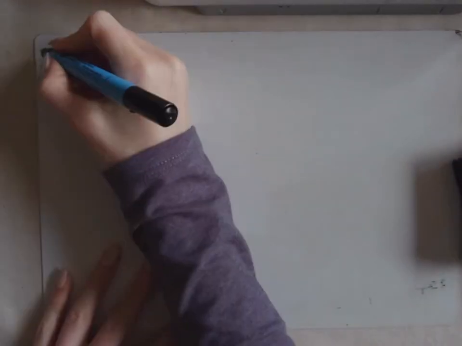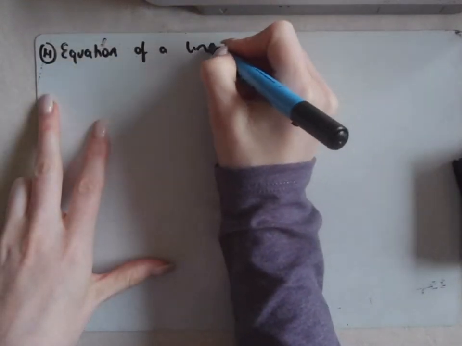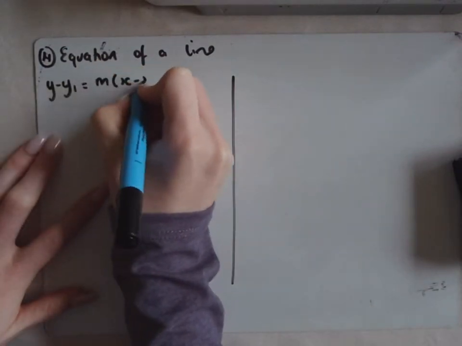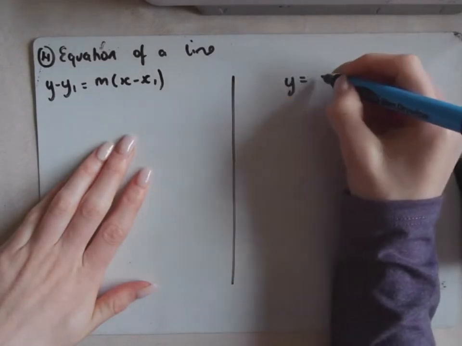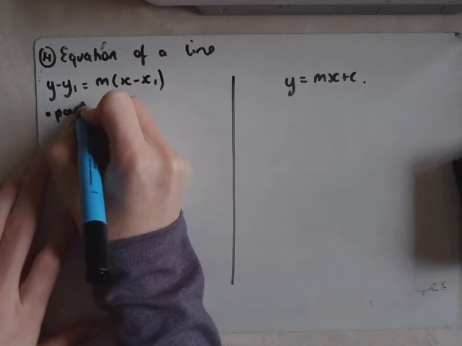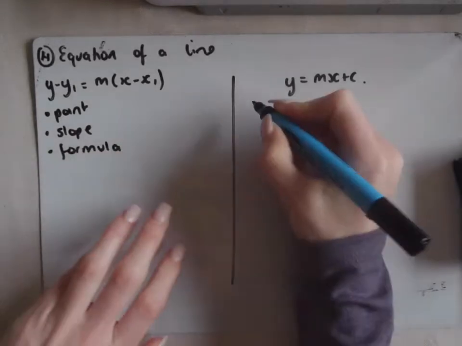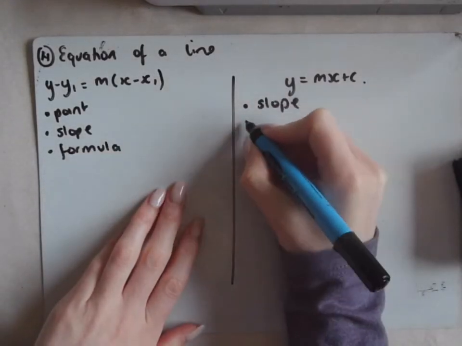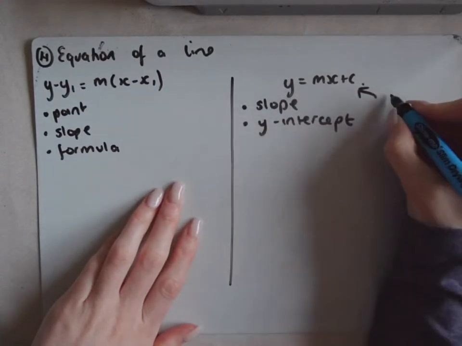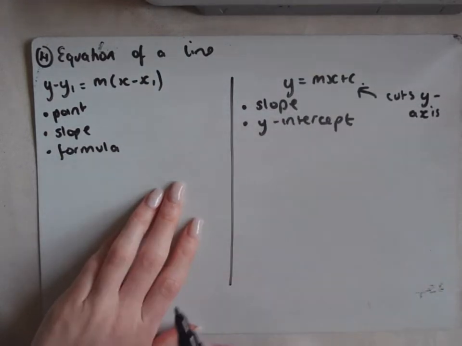The fourth thing we have is equation of a line. And we have two different equations. So y minus y1 equals m times x minus x1, and this is given to you. Or we have y equals mx plus c. To use the first one, you need to have a point, a slope, and then the formula. To use y equals mx plus c, you need to have the slope and the y-intercept. So this point c is where it cuts the y-axis. And we know from earlier, m is the slope.